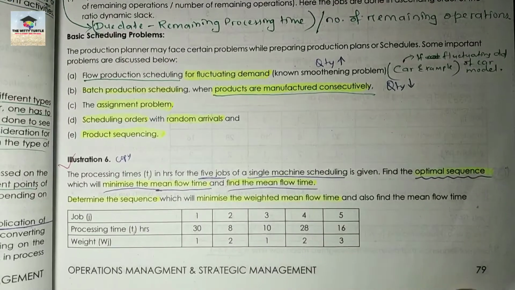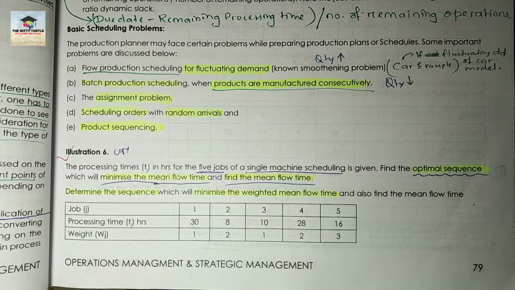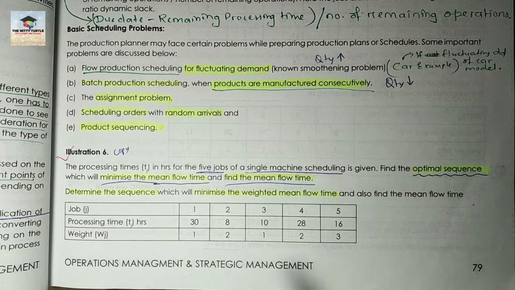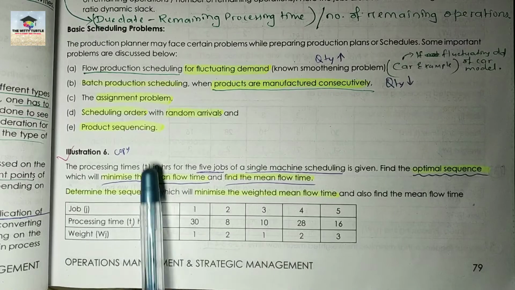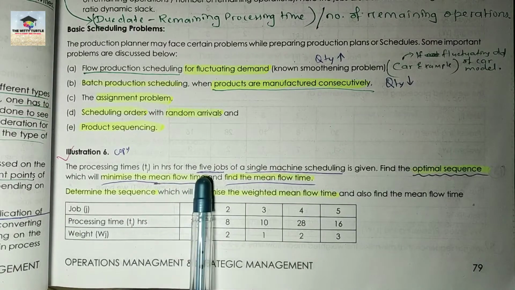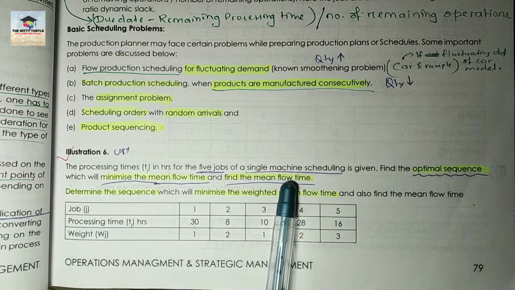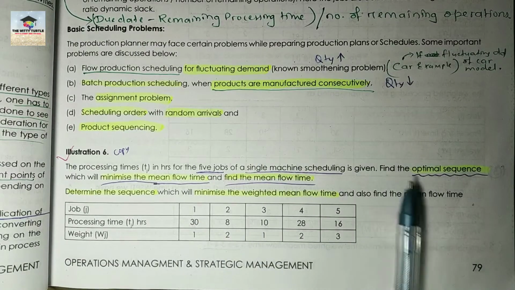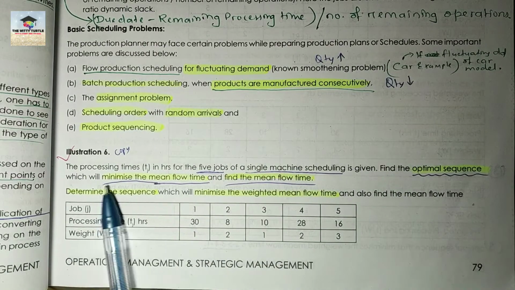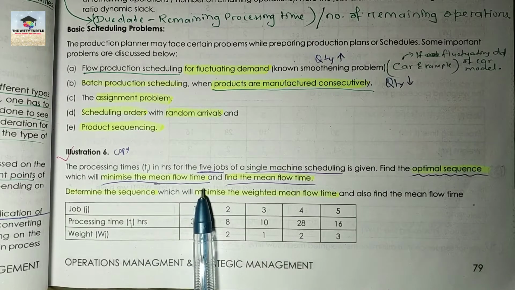Now coming to the illustration, that is illustration number 6. It is saying the processing time, that is TJ, in hours for the 5 jobs of a single machine scheduling is given. Okay, so this is a single machine scheduling. So how many jobs are there? 1, 2, 3, 4, 5. Find the optimal sequence which will minimize the mean flow time, right?